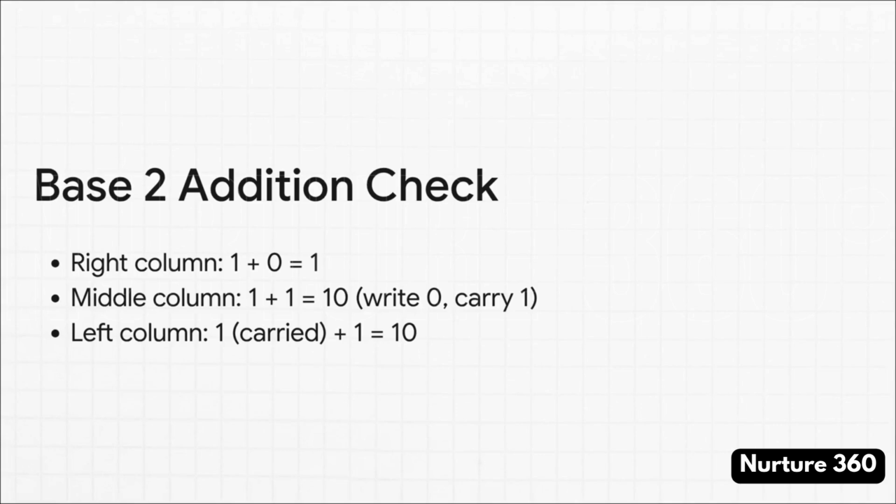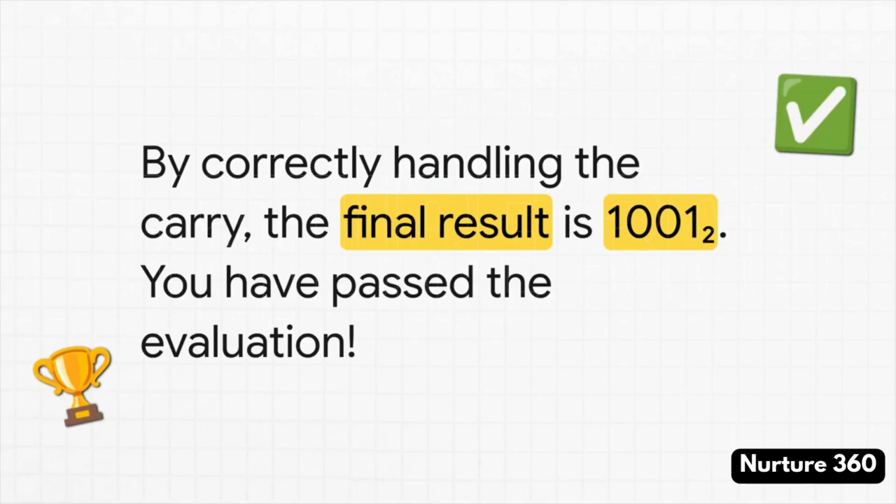Let's just quickly recap that addition step, because it's so important. The whole trick was in that middle column. 1 plus 1 gave us 10, which forced us to write down the 0 and carry the 1. That single carry operation, that is the most critical part of this entire process. And because you correctly handled that carry, you found the final answer, 1001 base 2. Mission success, operative. You have officially passed the evaluation.